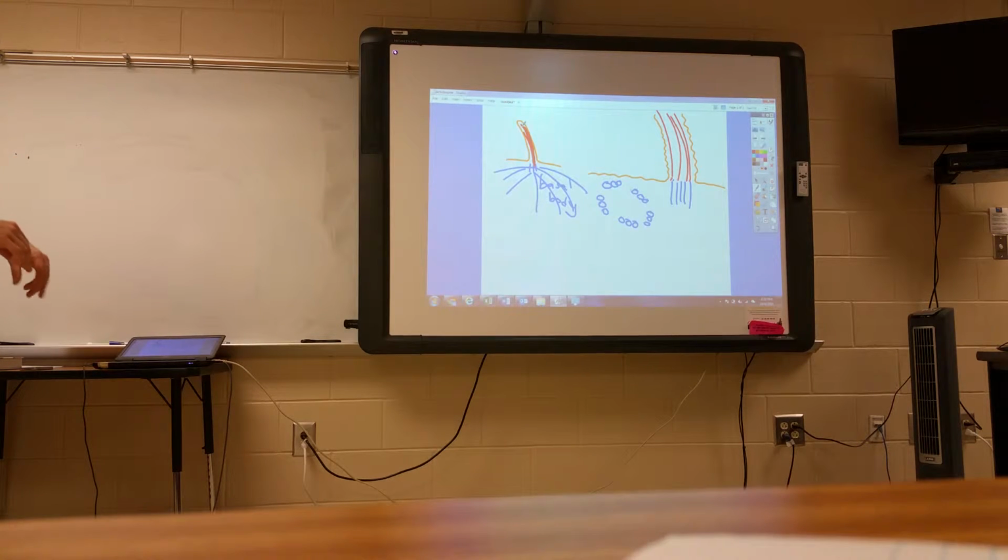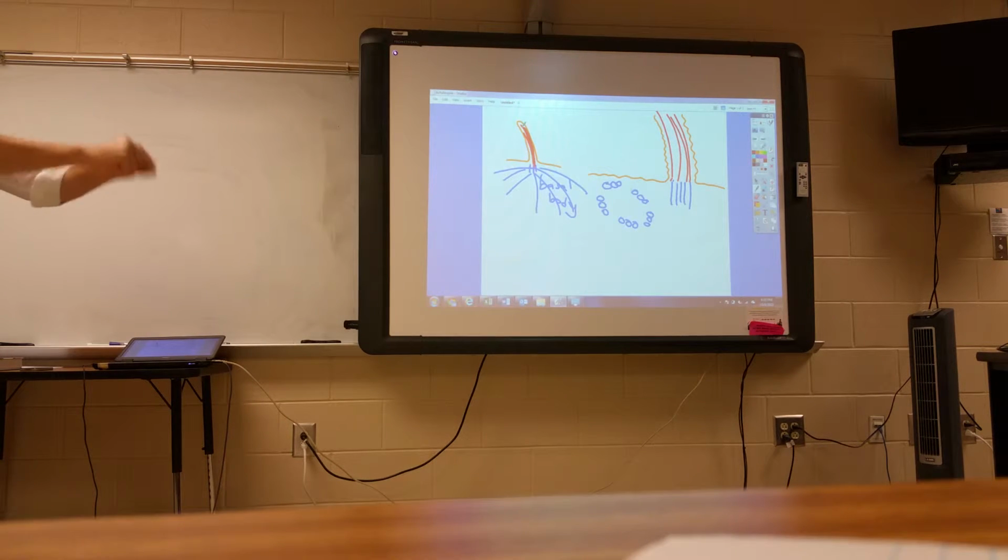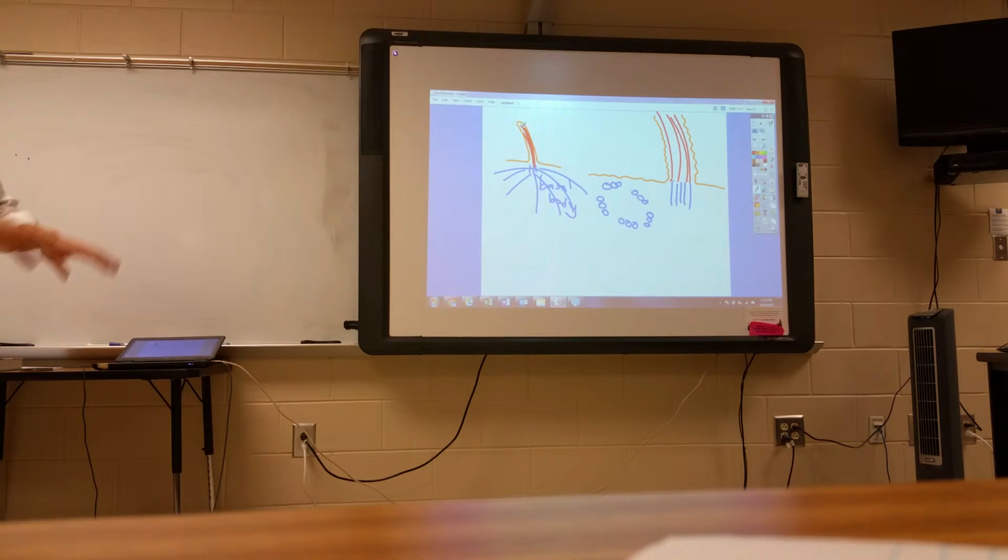And flagella are like whip-like structures that help propel an organism forward. And the cilia are more like oars in a boat. I don't know if that analogy makes sense. But the flagella whips like this, and the cilia more sways like that.